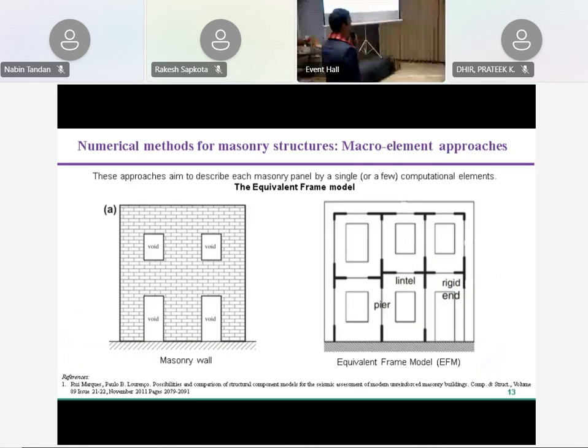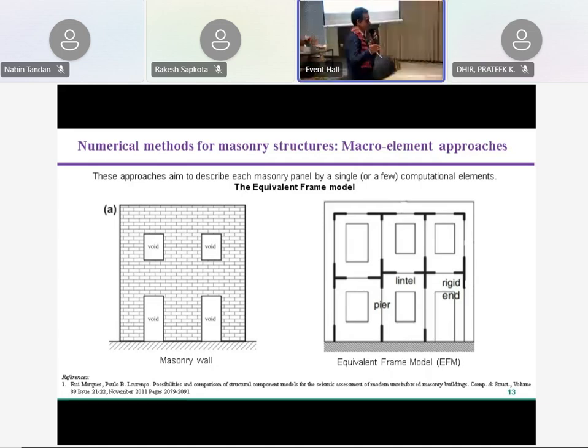some research has been focusing on simplifying the problem even more. In this case, the aim is to replace each element of the wall, in particular each pier, the part of masonry between two openings, and each spandrel between two openings aligned on different stories, with one or very few elements. This is the so-called equivalent frame model, and each panel is replaced with a column or a beam. Importantly, the parts connecting beams and columns are supposed to be rigid.